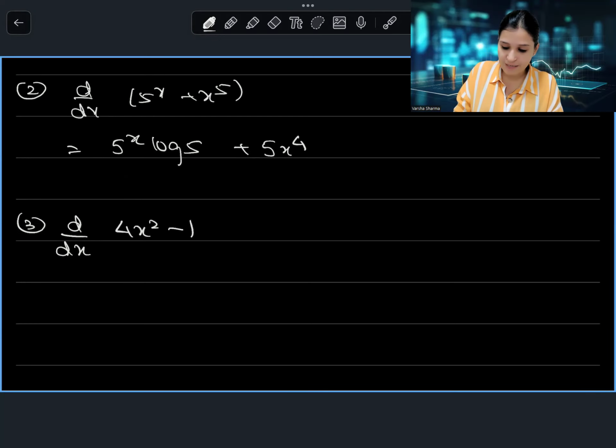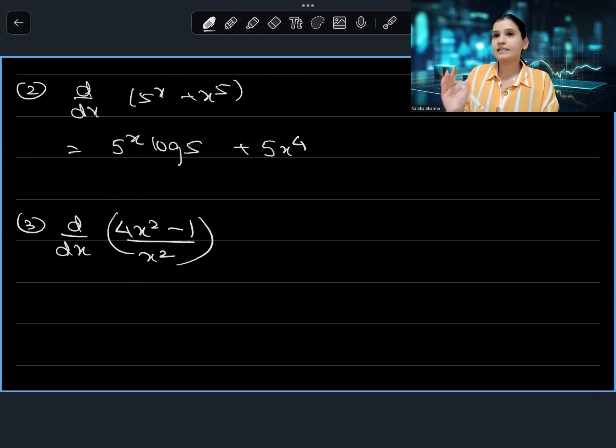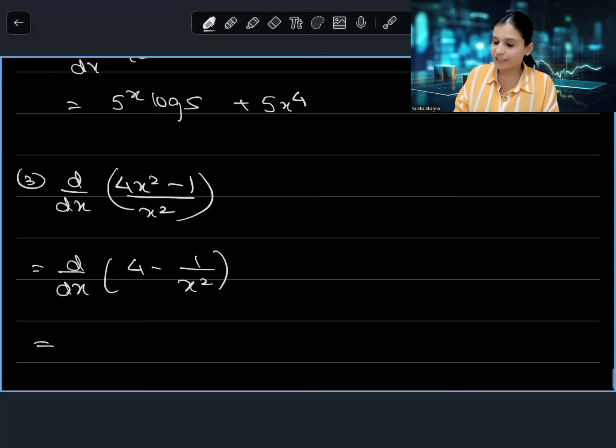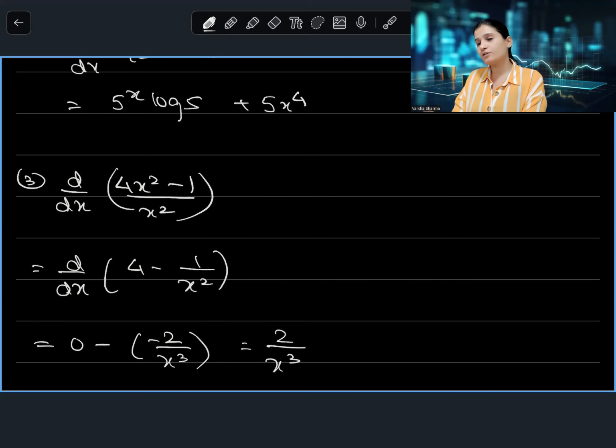Differentiation of 4x square minus 1 by x square. Here there are two methods. You can either apply quotient rule, but since in the denominator there is only one term, it would have been really advisable if you would have separated the terms first and then differentiated them. So 4 becomes 0 and this is minus 2 upon x cube. So directly 2 upon x cube. Even if you apply quotient rule, you should have got the same answer. No matter which method you adopt, the answer has to be 2 by x cube.